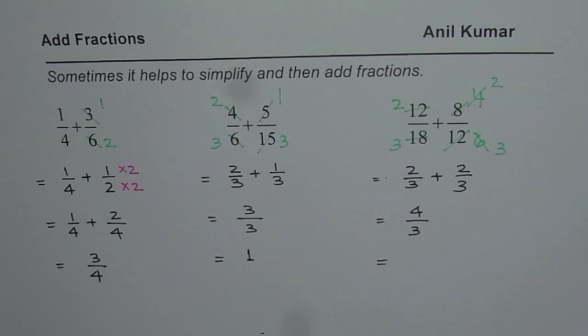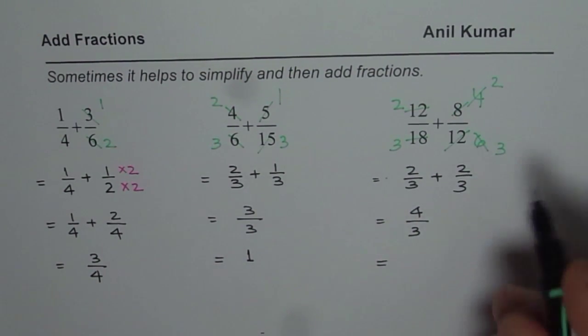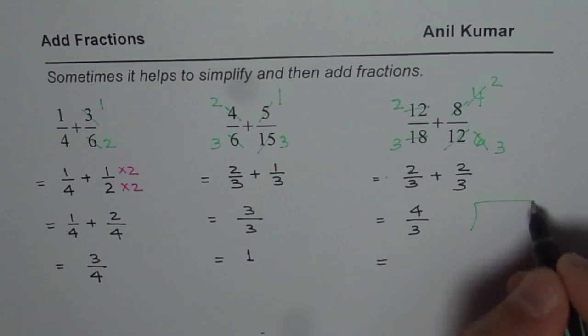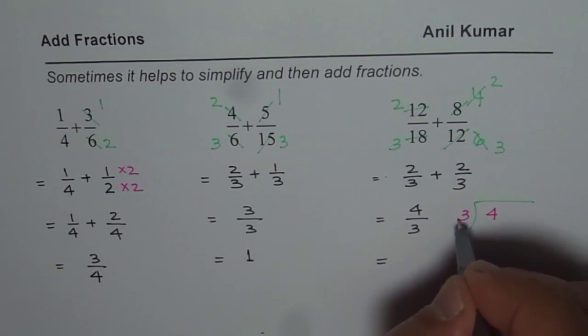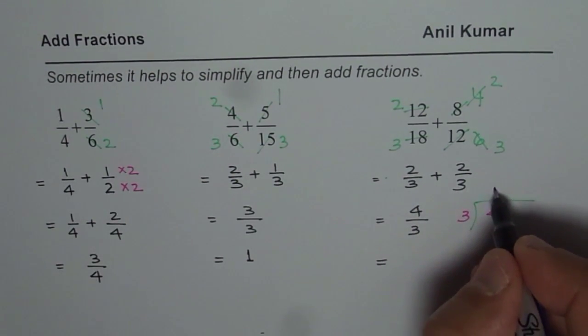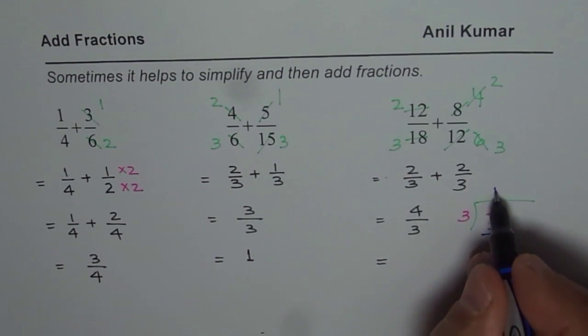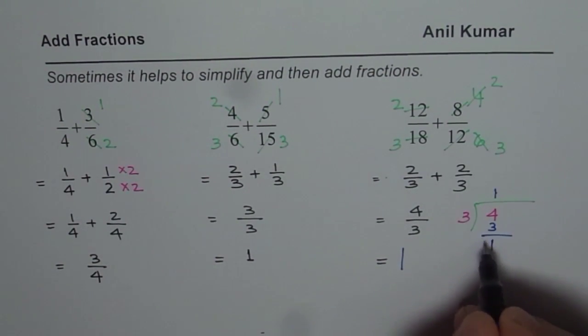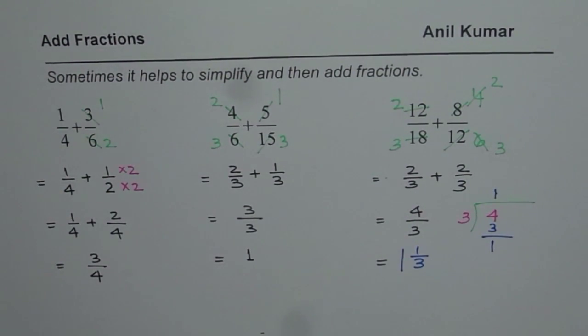This is an improper fraction. So we'll divide 4 by 3. Let me remind you how to do it. So we are going to divide 4, the bigger number comes here, by 3. So when you do that, what do you get? 3 goes one time, right? The remainder is 1. So we could write this 1 first, which is 1, 1 over 3. So that becomes our answer for the given question.